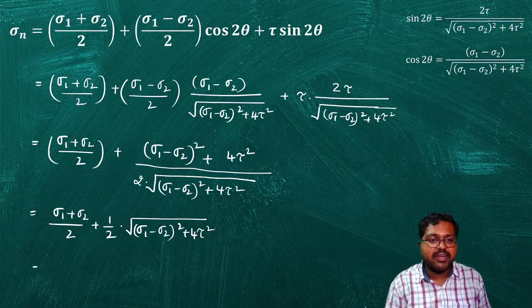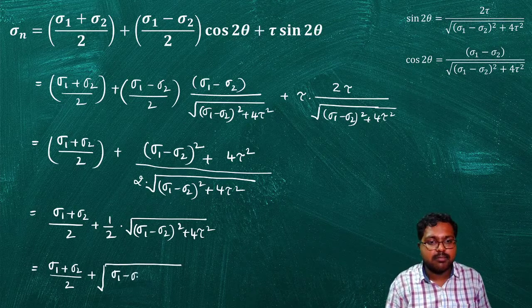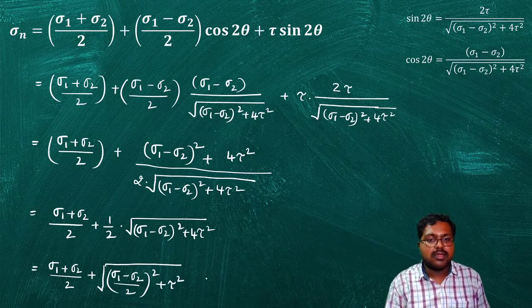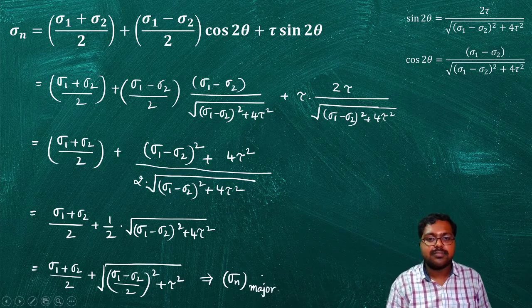So by simplifying it further, I will get a value like (sigma 1 plus sigma 2) by 2 plus under the root of ((sigma 1 minus sigma 2) by 2) whole square plus tau square. This is the final value for our sigma n major, which is nothing but our major principal stress.